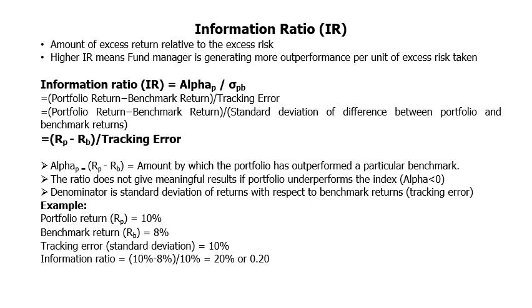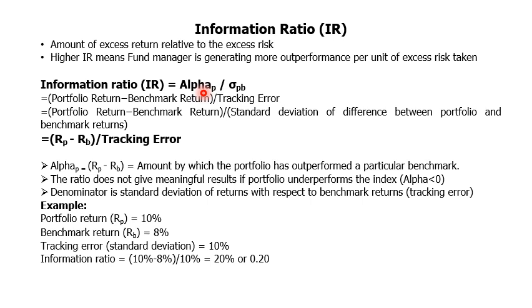The formula for the information ratio is: information ratio IR is equal to alpha P divided by sigma PB. The numerator tells you by how much the portfolio has outperformed a particular benchmark. This is alpha of the portfolio relative to a particular benchmark. The ratio does not give meaningful results if the portfolio underperforms the index, because the numerator will become negative. The alpha will be negative.